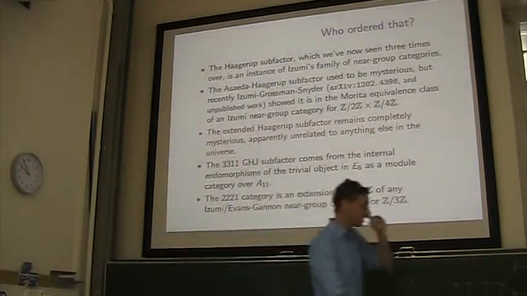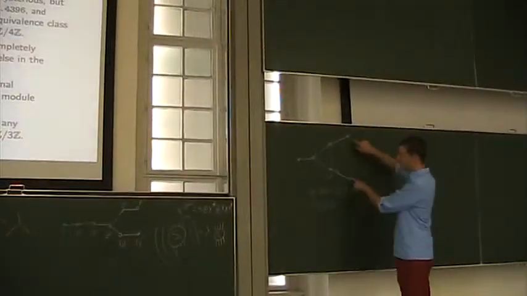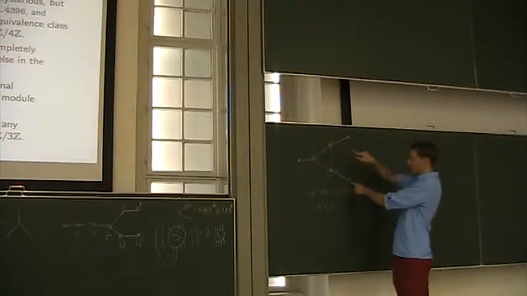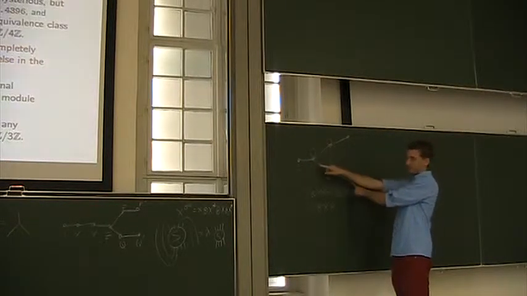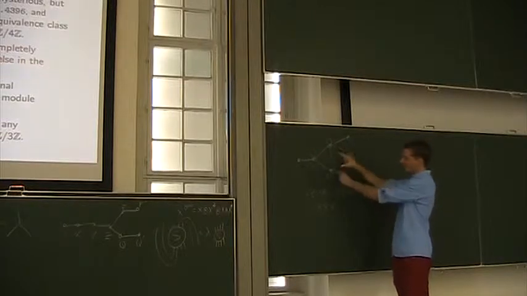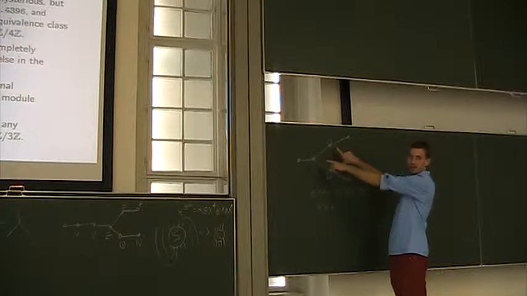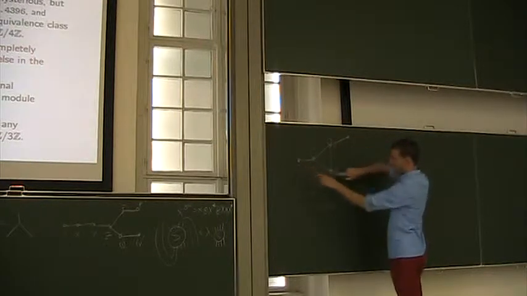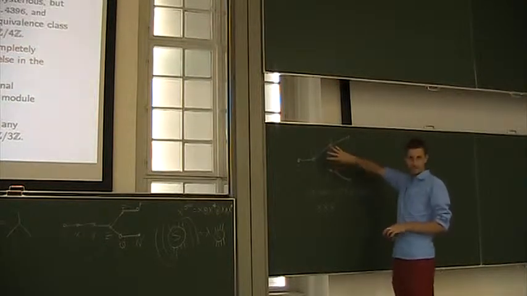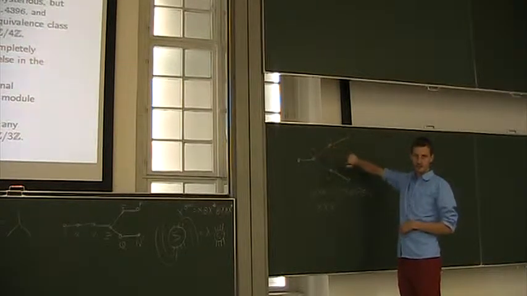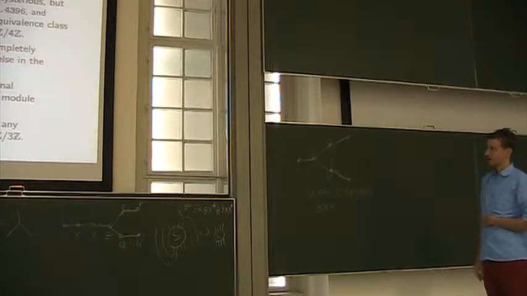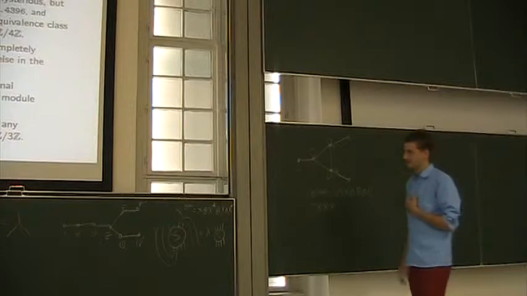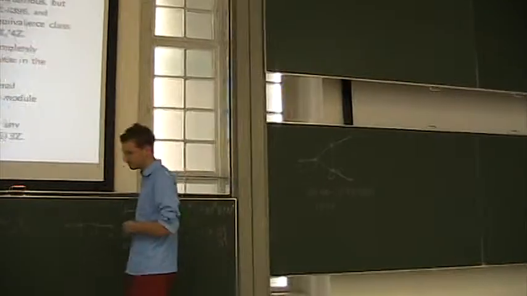Z3. You can see here that this fusion category has 3 objects with dimension 1. Just by the graph symmetry, you know that these have the same dimension as the trivial object. So there's 3 objects with dimension 1, so they must form a Z3. And then there's 3 other objects in here. And it turns out that tensoring with those invertible objects just rotates those middle 3. So this is an instance of Izumi's second family of near group categories. So in some sense, Haagerup now sits in a family and we know what's going on.